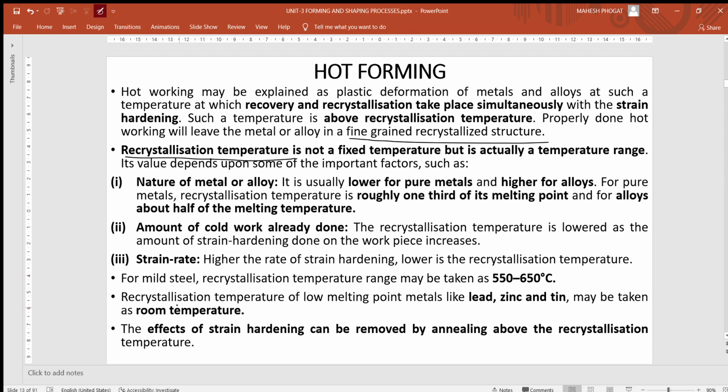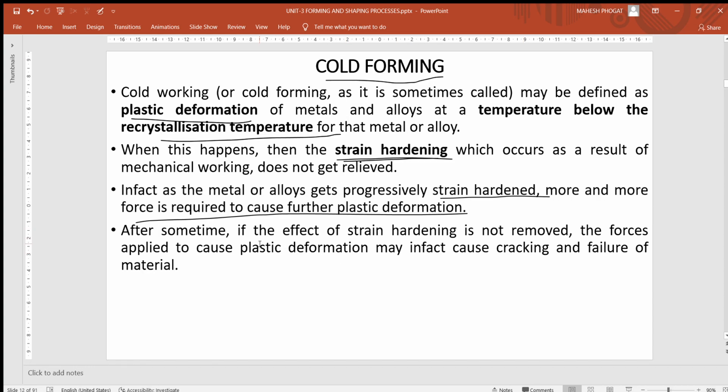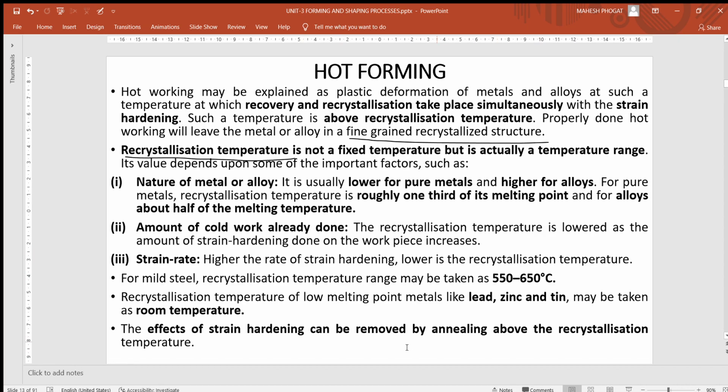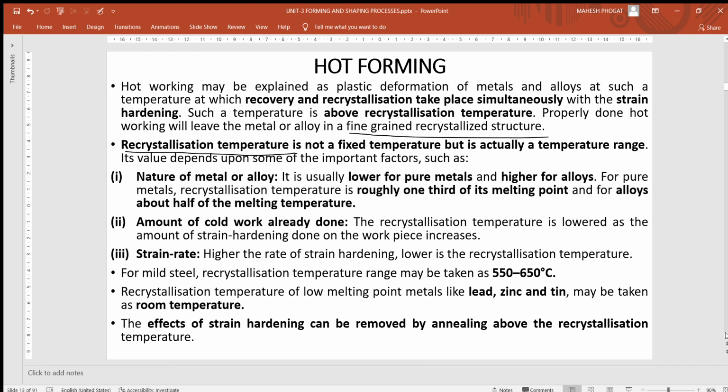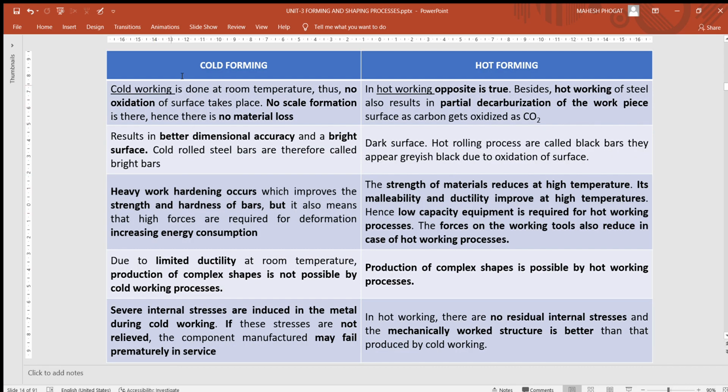Recrystallization temperature of low melting point metals may be taken as room temperature. The effects of strain hardening can be removed by annealing above the recrystallization temperature. As discussed in cold forming, if you are not able to remove the strain hardening, then cracks and failure of the material may start. That can be removed by the annealing process, which you can carry out after completion of the forming process. This is the basic difference between cold forming and hot forming.